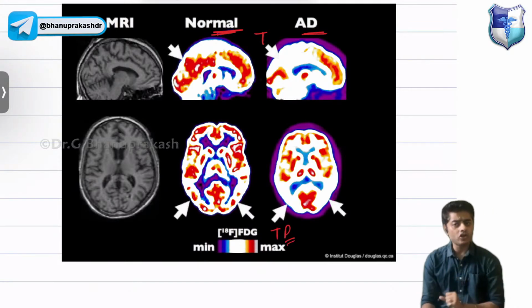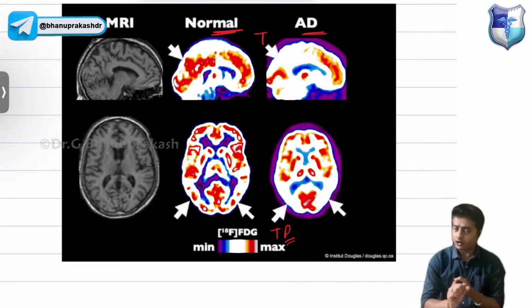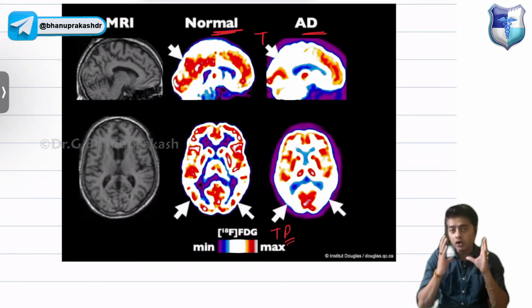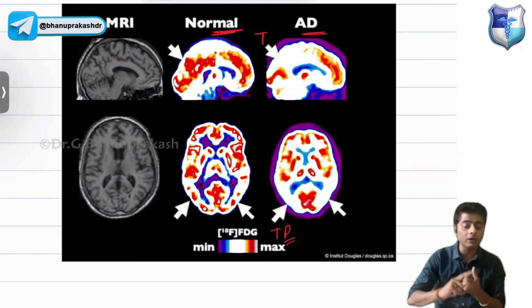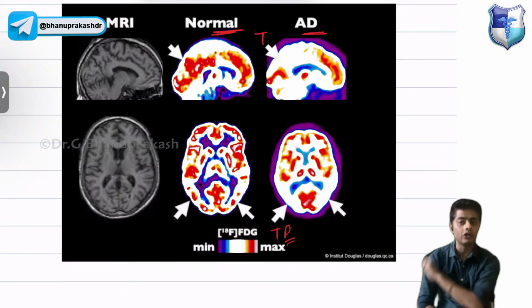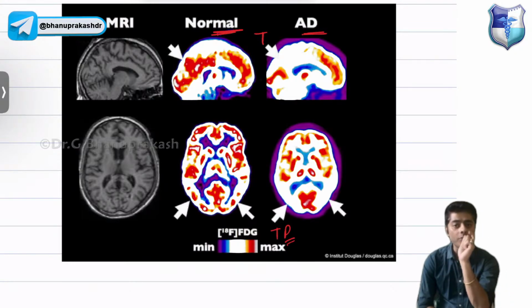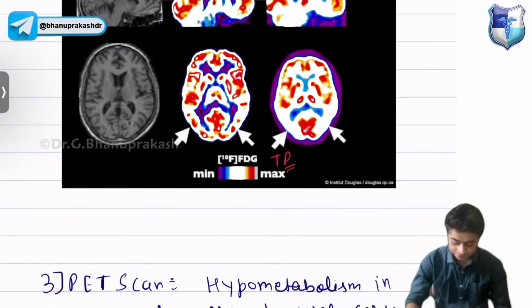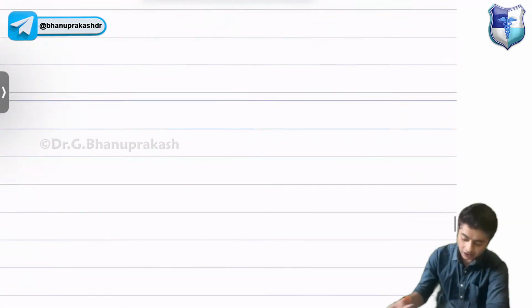So the first screening test is your MMSE. Then you can do your MRI to confirm the diagnosis. Then you can do a PET scan also. In Alzheimer disease, the temporoparietal lobe is affected, so on PET scan you will find hypometabolism of the temporoparietal lobe. Okay, everyone, shall we go further?